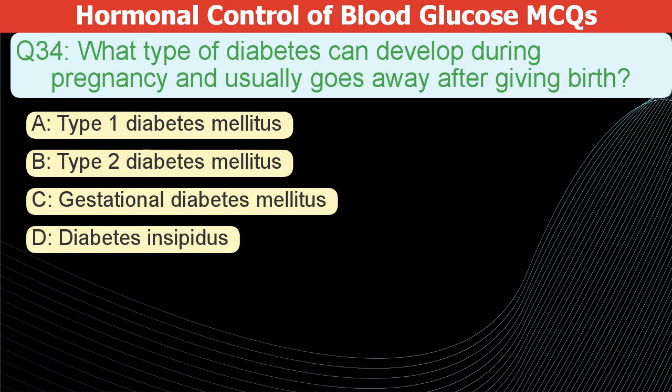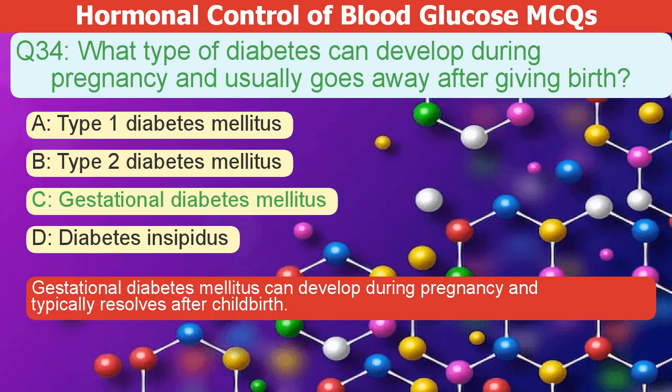What type of diabetes can develop during pregnancy and usually goes away after giving birth? A. Type 1 diabetes mellitus. B. Type 2 diabetes mellitus. C. Gestational diabetes mellitus. D. Diabetes insipidus. The correct answer is C. Gestational diabetes mellitus can develop during pregnancy and typically resolves after childbirth.